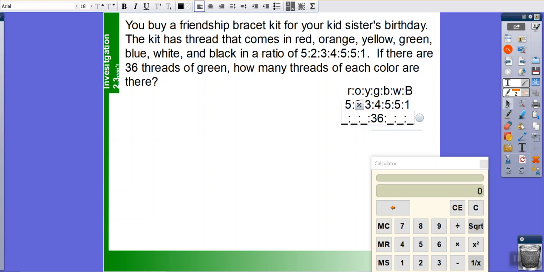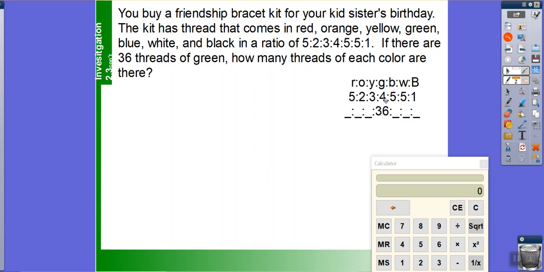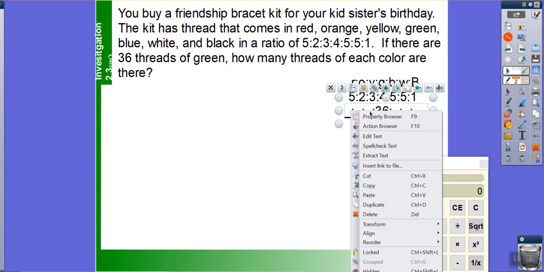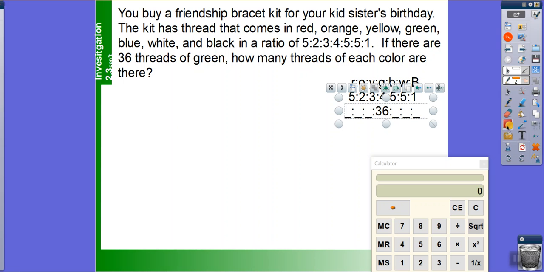So the question becomes, if I have 4 greens, if the ratio says I have 4 greens to all these other, what is the scale factor to go from 4 to 36? Well, 36 divided by 4 is 9. So that means I have to multiply all of these by 9 to figure out how many threads of each color there are. All right, that's not too bad.